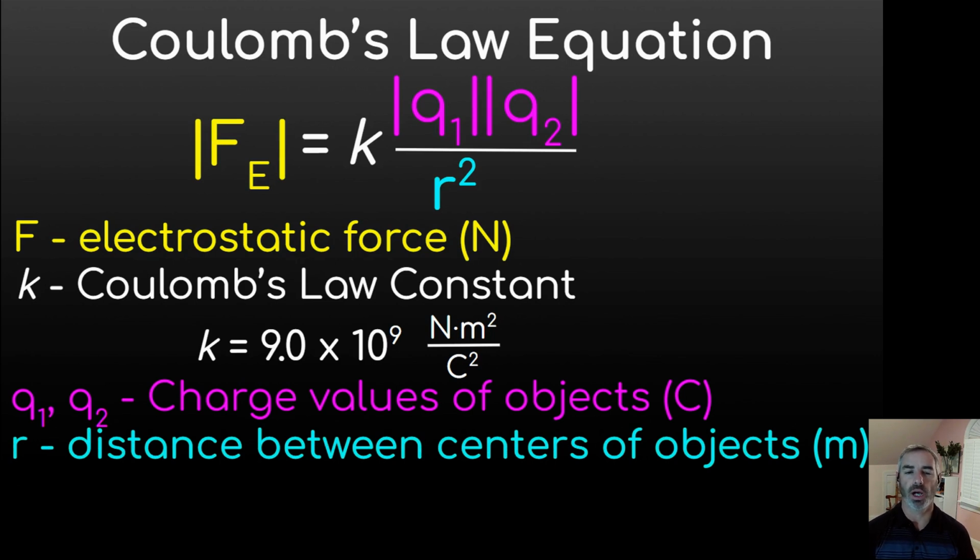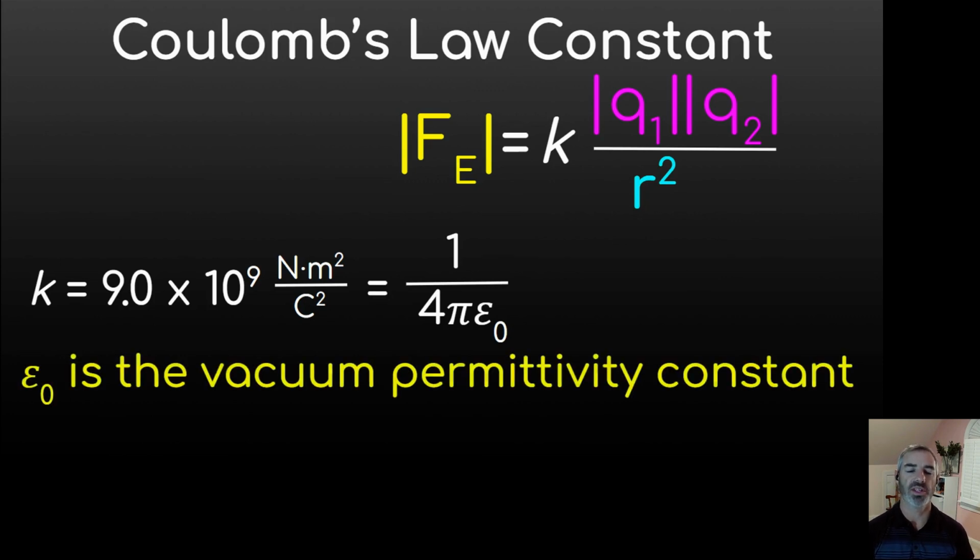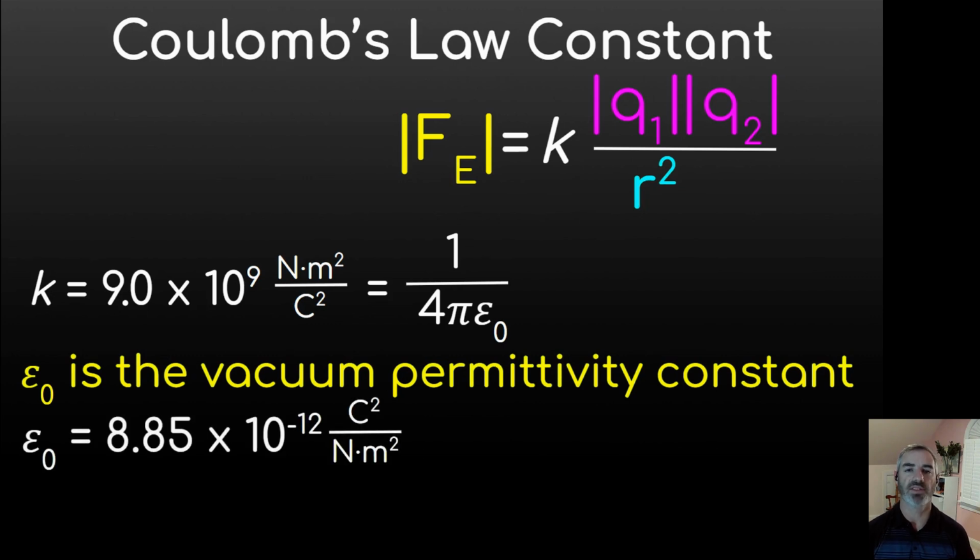Now, Coulomb's law constant, 9 times 10 to the 9th, we might also see it in terms of another factor, which is going to equal 1 divided by 4 pi epsilon naught. Now, epsilon naught is another constant, which is known as the vacuum permittivity constant. And that value is 8.85 times 10 to the negative 12th coulomb squared per newton meter squared.